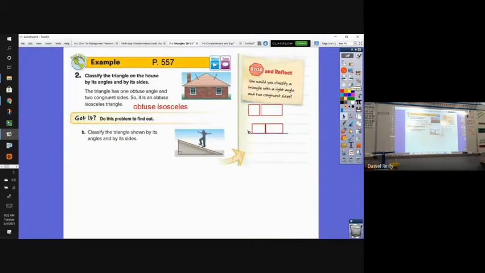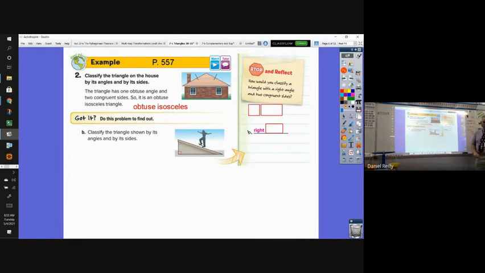Then they give you these real world pictures, okay? So classify a triangle in a real world picture. Two sides the same and an obtuse angle means an obtuse isosceles. This one, it looks like the three sides of this are different lengths. And it has a right angle in it. So this triangle is right and not acute.